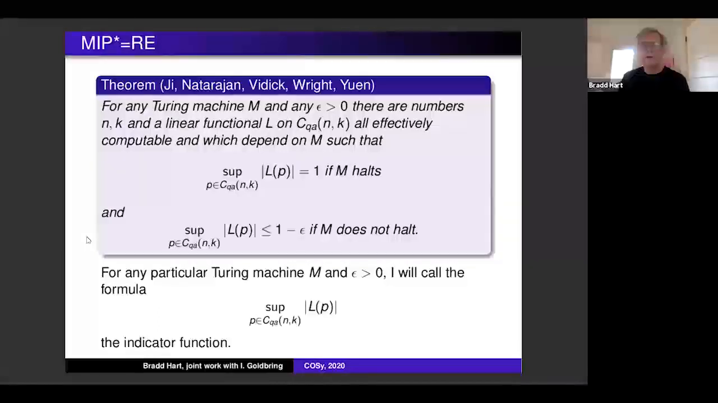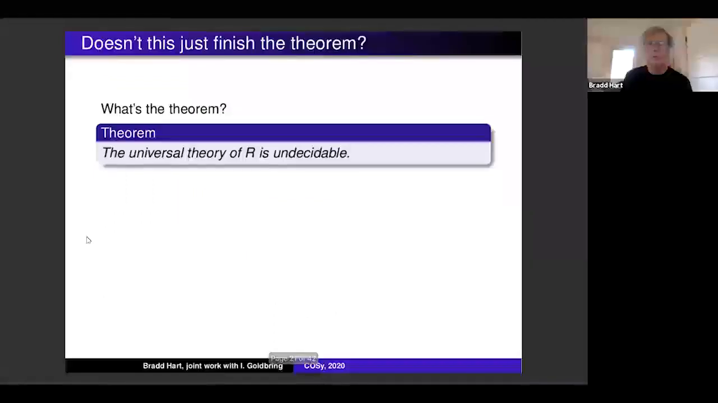Just so that I don't have to keep repeating this formula, I'm going to call this the indicator function. I'll call this formula, sup over p of the absolute value of L of p, the indicator function. And what's it actually indicating? It's indicating whether the Turing machine is halting or not. Okay, so aren't we done?